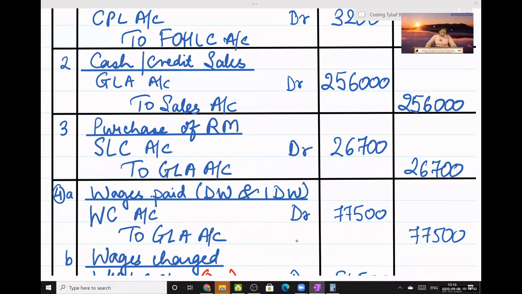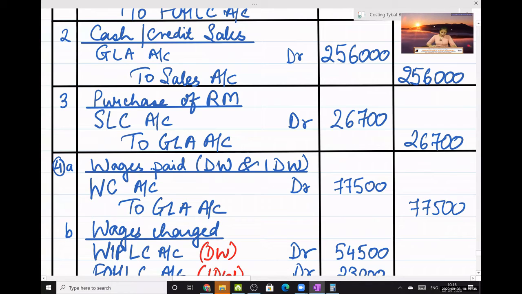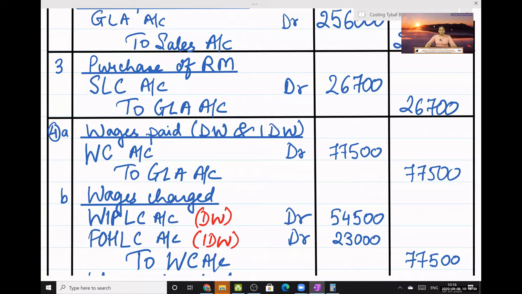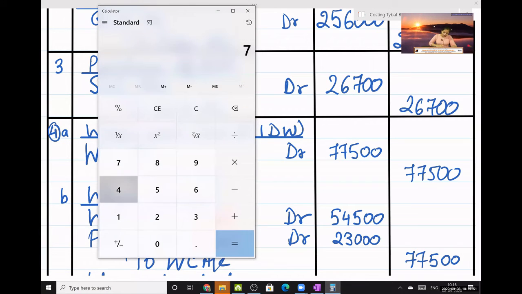Okay. Next, wages charged. Right now, WIP debit, factory overheads debit to wage control. Okay, in the cost sheet, where does indirect wages come? Obviously factory overheads. That is why it is charged to factory overheads. Okay. Now 77,500 is the total.